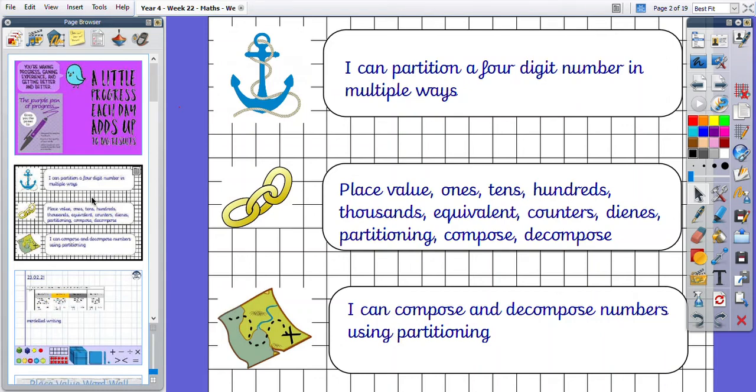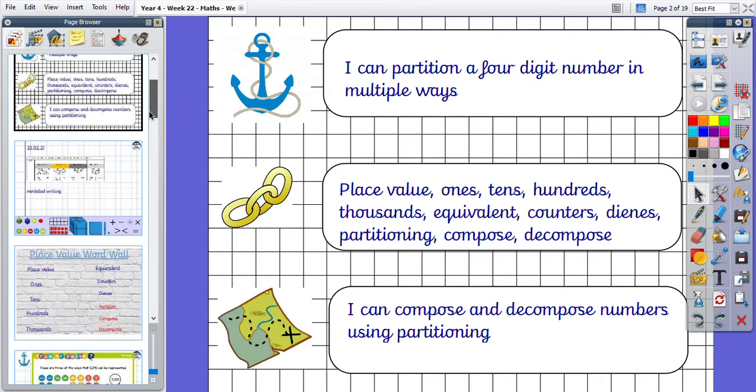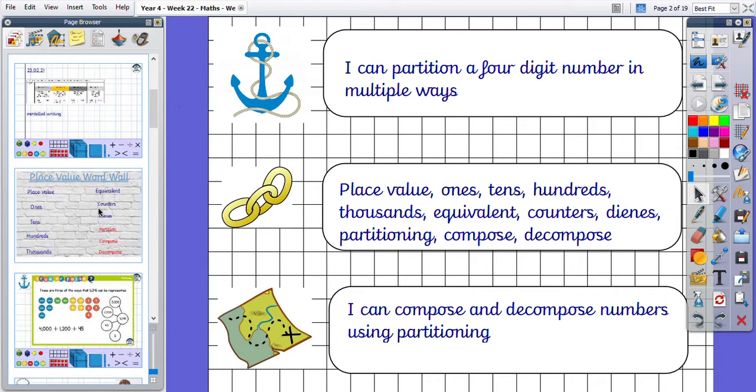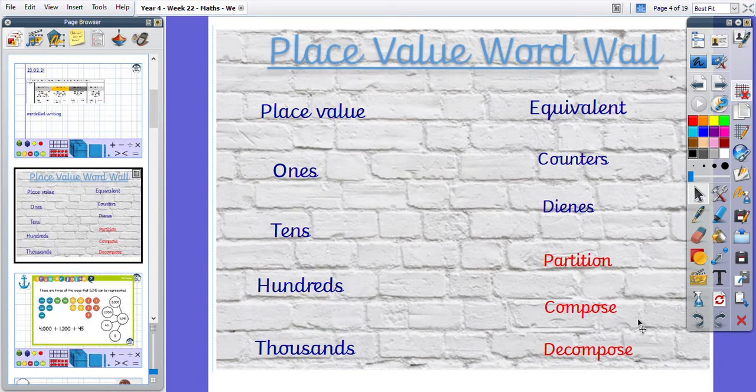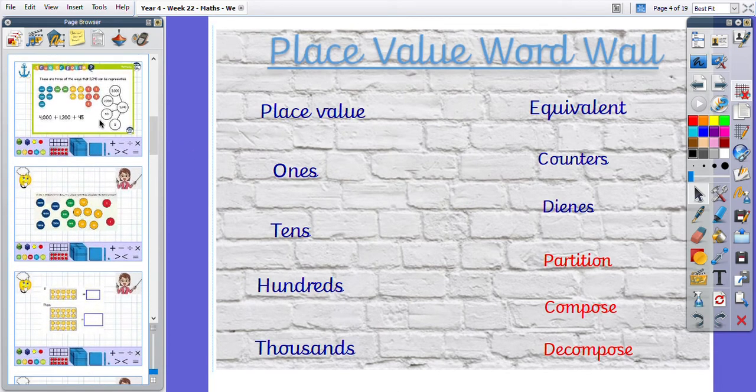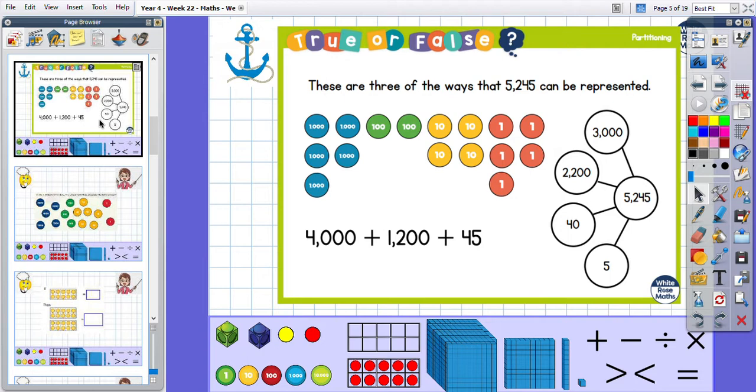Good morning, Year 4. Our maths lessons today, we are composing and decomposing numbers using partitioning. So our word wall, we've included the words partition, compose and decompose. So our anchor task, true or false, these are three of the ways that 5,245 can be represented.